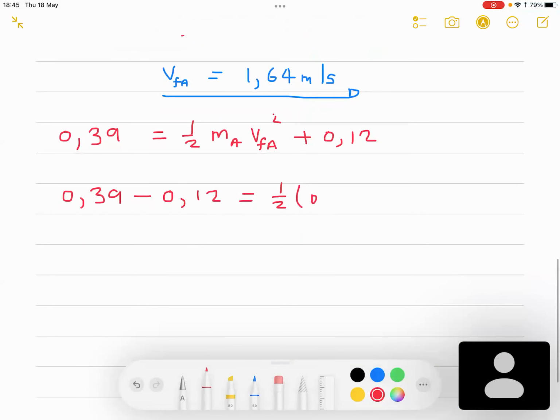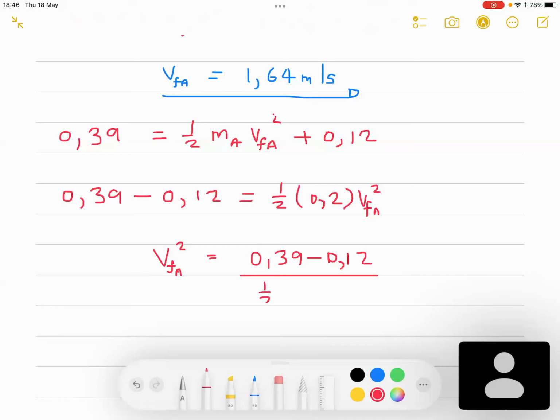So 0.2 v_f A squared. I'm just trying to find v_f A. I can write it as squared, then it's just going to be 0.39 minus 0.12. I don't have my calculator with me, but you can, so I'll just write it like this, just showing you all the steps. Then you divide it by a half of 0.2, which is 0.1. But doing it like this, so you can see the steps.